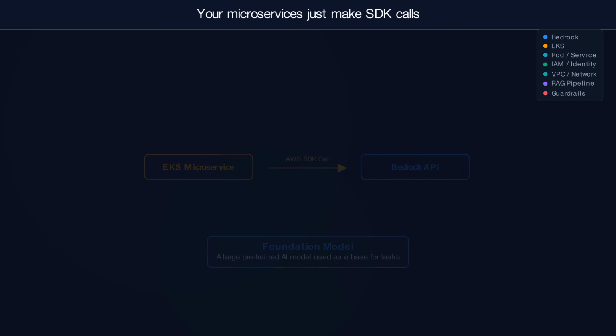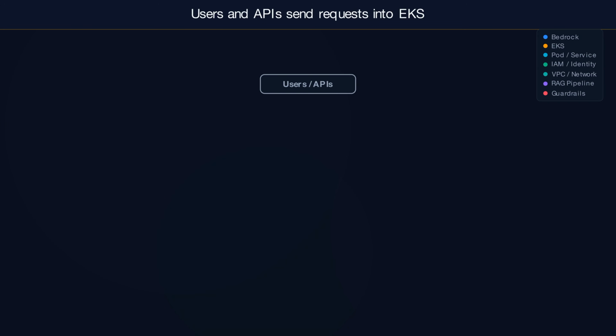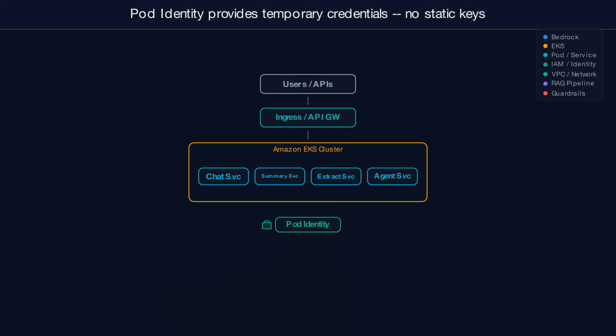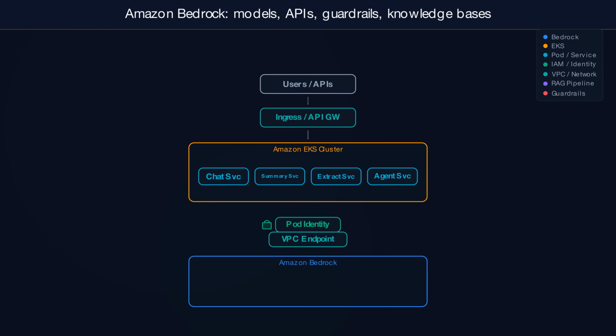Now let us build the reference architecture from the ground up. At the top, you have users and APIs sending requests into your cluster. These hit an ingress layer, could be an ALB, an API gateway, or a service mesh like Istio. The ingress routes traffic to your EKS microservices. These are your chat service, your summarization service, your extraction service, whatever GenAI workloads you are running. Each microservice uses the AWS SDK, typically Boto 3 for Python or the Go SDK, to call the Bedrock Runtime API. But here is the critical piece: credentials.